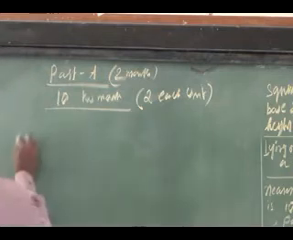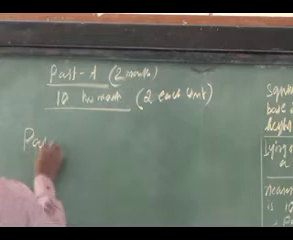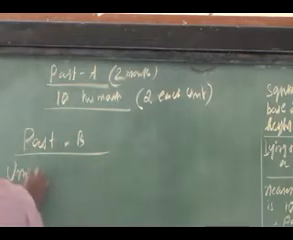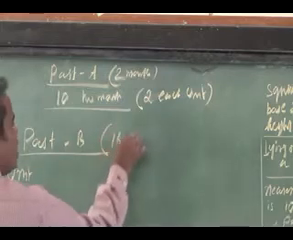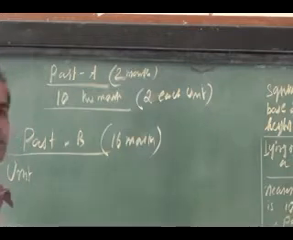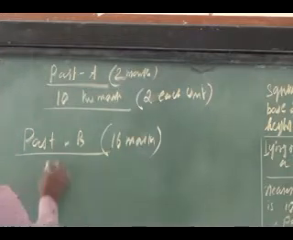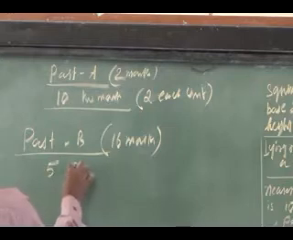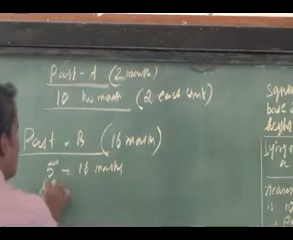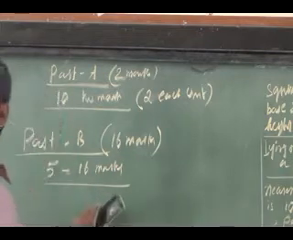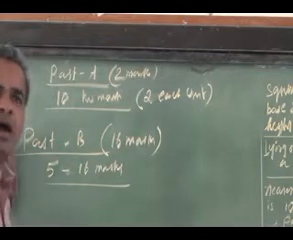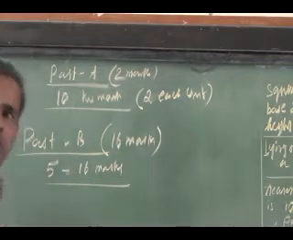Then Part B. Part B is 16-mark questions. So 5 units, 5 questions, 16 marks. You will have 5 16-mark questions. So in each unit you will have one question. You have 5 units.